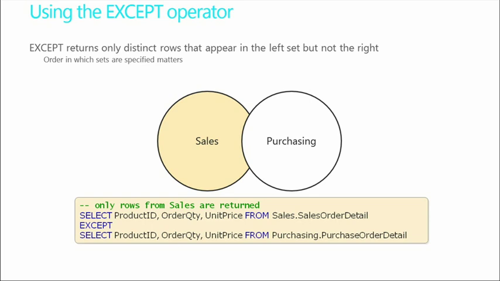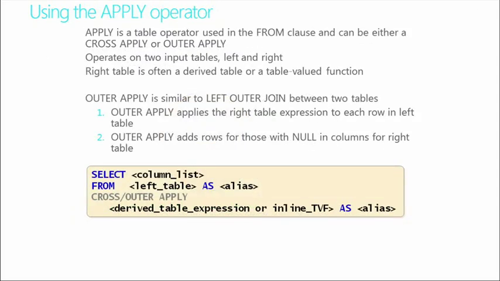So there's a little bit different spin on it, but we're using the same tables, possibly the same columns, and we're accessing the same data, but it's a different result set that we want to work with. We then introduced the apply operator, which is an operator used in the from clause and can be either cross apply or outer apply. Outer apply applies the right table expression for each row in the left table, and also adds rows with null in the columns for the right table.